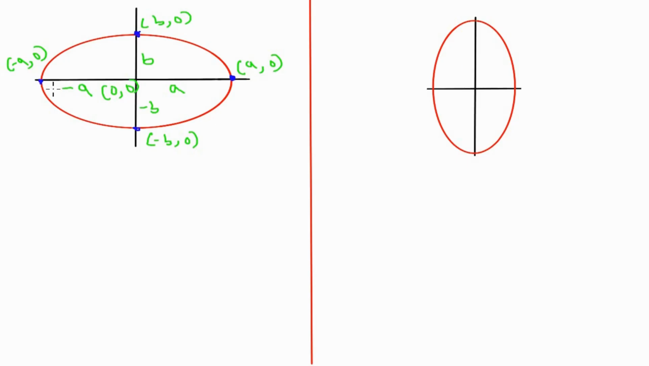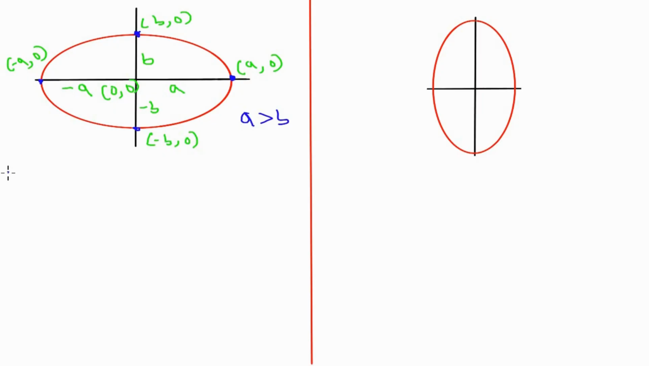So therefore, the horizontal vertices are categorized as the major vertices of the ellipse. That is if the ellipse is a horizontal orientation ellipse, because usually the value of a is always more than b for all ellipse. So a is always greater than b for all ellipse. That's one thing you have to keep in mind.